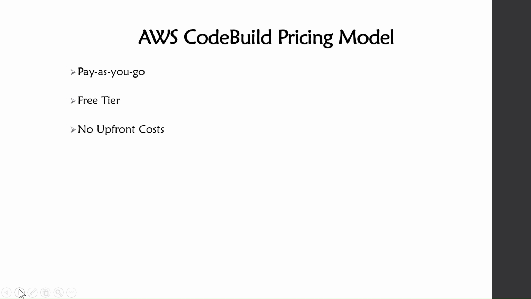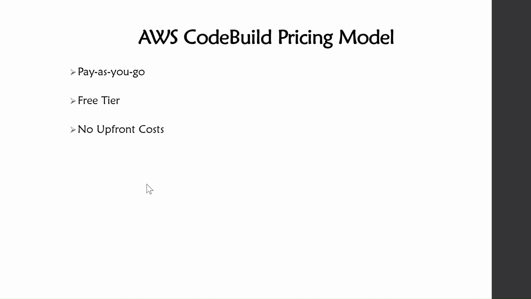So in summary, the AWS CodeBuild pricing model is designed to be cost effective, with a free tier for light usage and flexible pay as you go pricing for heavier workloads. This ensures that users only pay for what they use, making it a scalable and affordable solution for build automation.